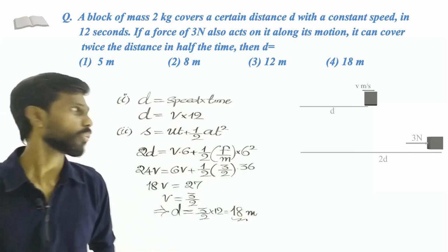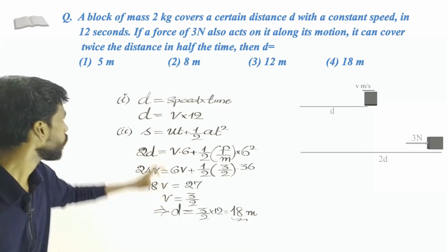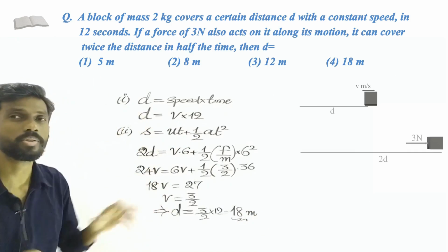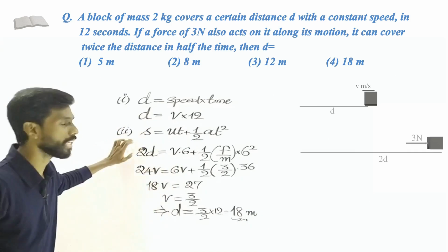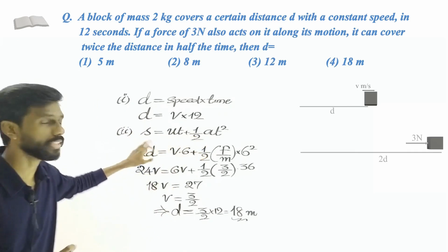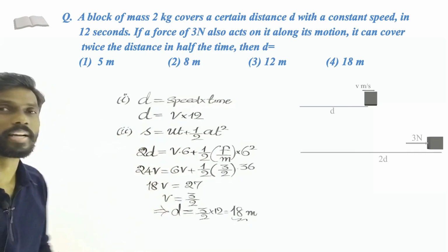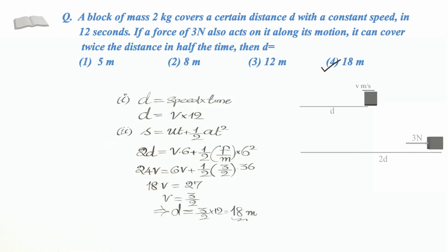Do you understand? So there are two cases. The first one, we have the constant speed, so we can directly write the relation distance equals speed multiplied by the time. But in the second case, there is an acceleration. So this is the formula that relates speed, time and the acceleration. Using this formula, we get our required answer, 18 meters.